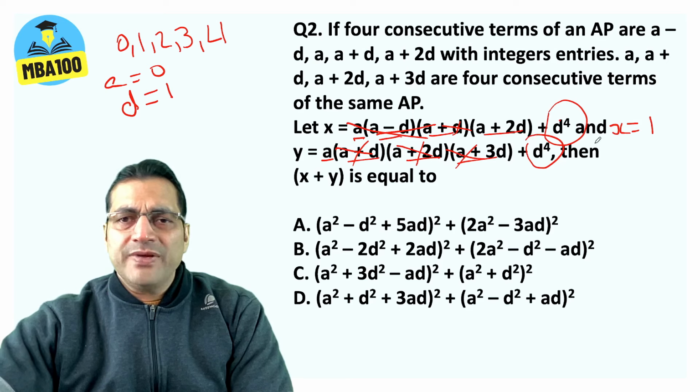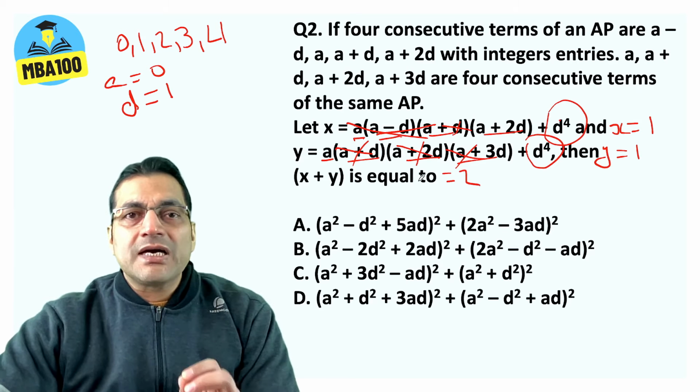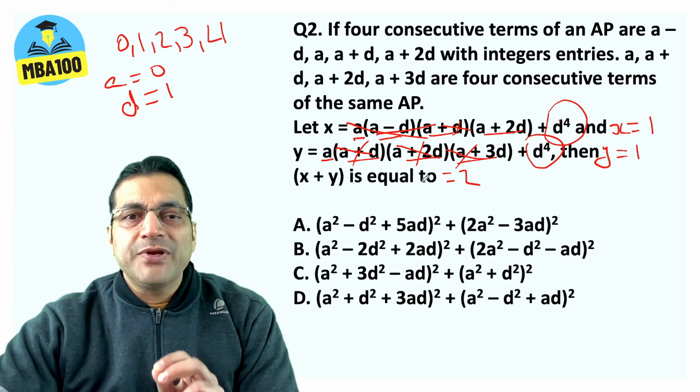Alright, so y will also be equal to 1. So x plus y is equal to 2. So the correct option should give me 2.